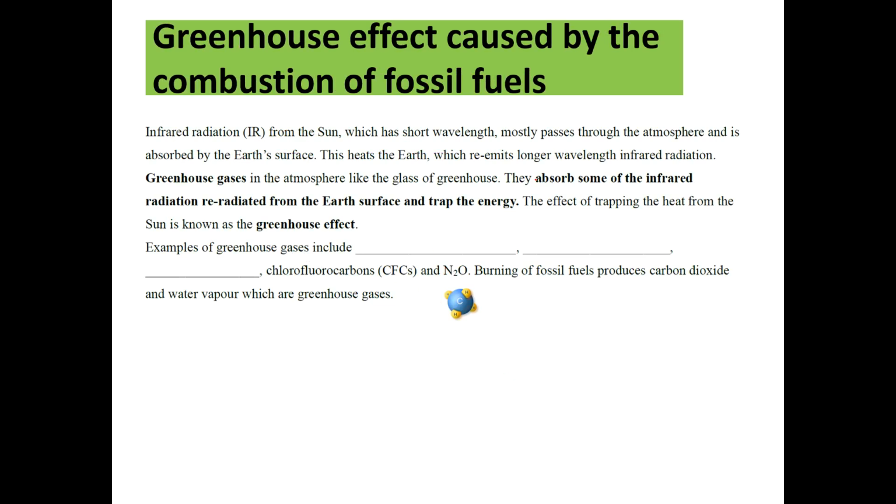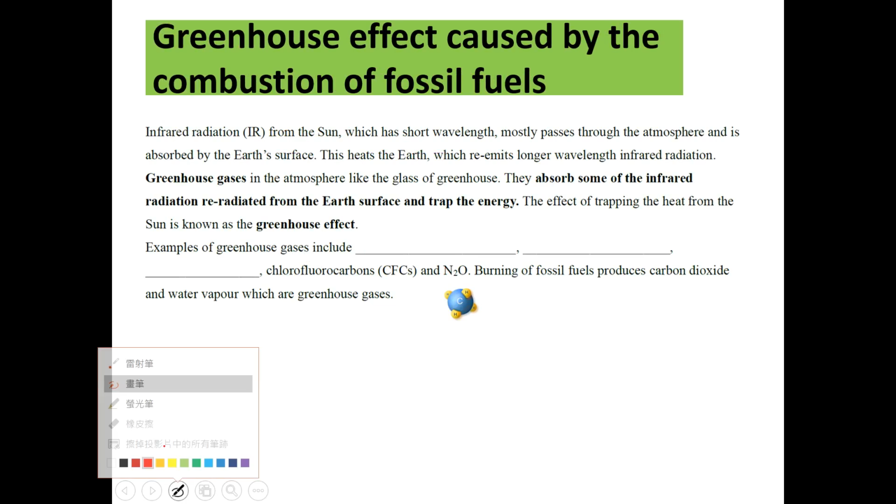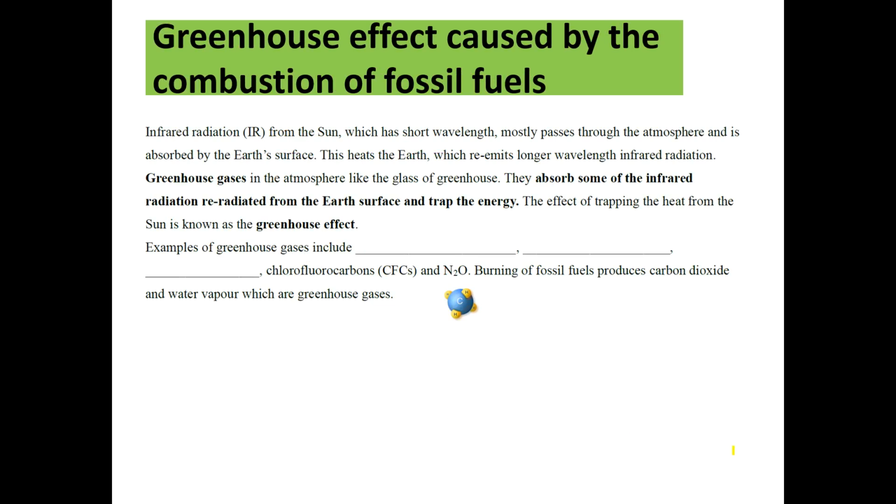So that's why this part is very, very important. You better take your highlight pen and highlight this one.